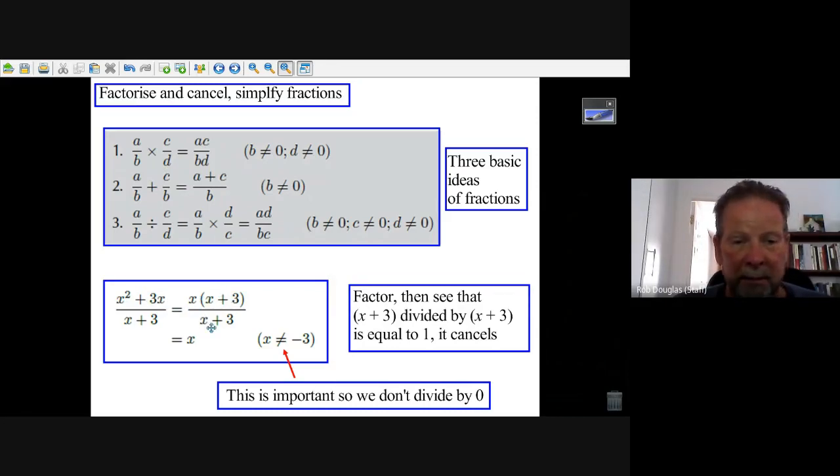Well, now you're looking at this thing. You've got an x plus 3 in the top. You could put a bracket around it. You've got an x plus 3 in the bottom. Those two factors, x plus 3 and x plus 3, are the same. Anything divided by itself equals 1. So we say that cancels and you're left with x. It's important that this would never make any sense if x was minus 3, because minus 3 plus 3 would be 0 and you'd be dividing by 0.